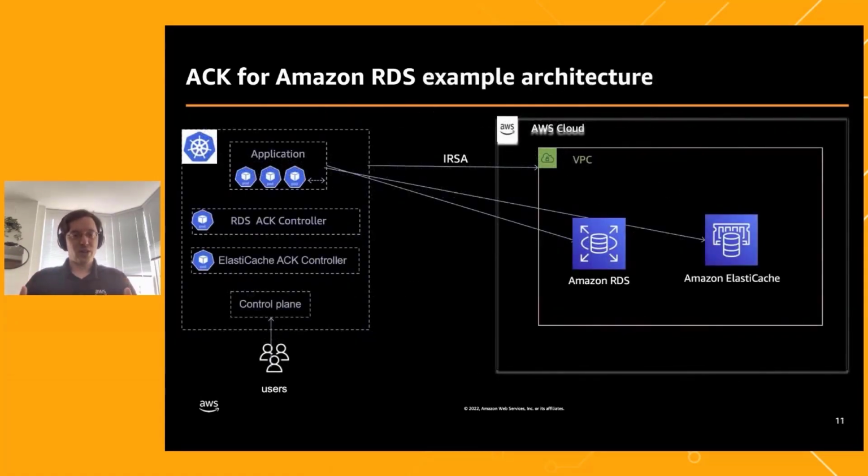So here's an example architecture to help prime you in terms of how you could use it. Let's say I have an application that needs an Amazon RDS database and some caching. What I would do is I would deploy the Amazon RDS ACK controller and the Elasticache ACK controller to allow me to manage those resources directly from the Kubernetes API. I can then provision an Amazon RDS instance and Amazon Elasticache instance and inject that information into my application using the field export resource. That way, I can connect my application living in Kubernetes directly to these managed services in AWS.